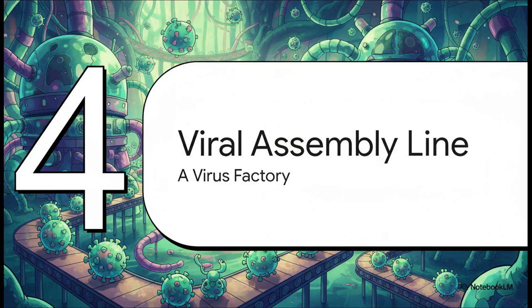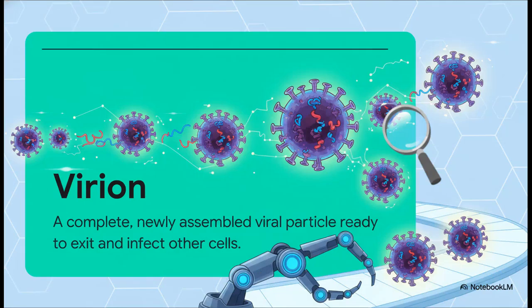Section 4. The viral assembly line. This transformation is rapid and it's totally chaotic. The host cell is no longer a functioning part of a human lung or heart. Nope, it's been converted into a dedicated, highly efficient virus-producing factory.